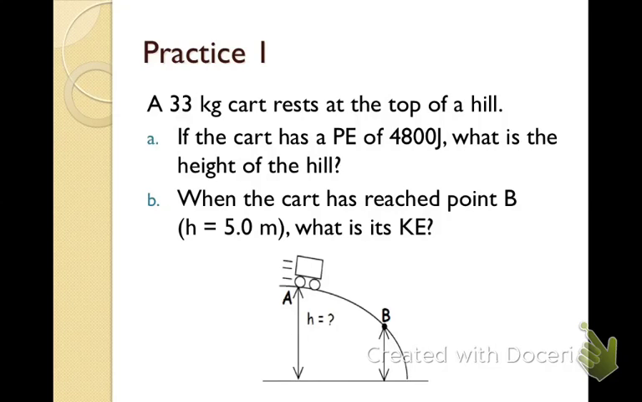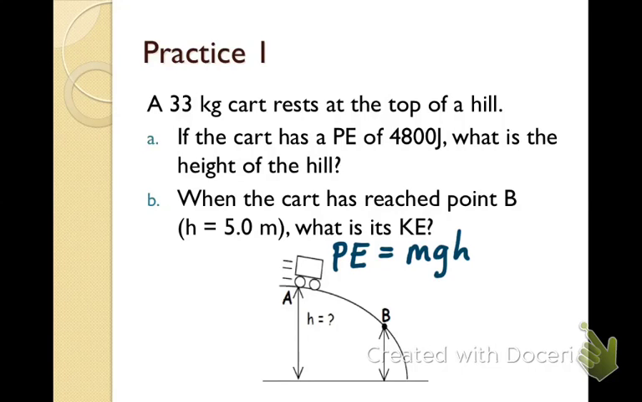to calculate some of these problems. Alright, so this first one says a 33 kilogram cart rests at the top of a hill. If the cart has a potential energy of 4,800 joules, what is the height of the hill? So we want to know height, it's a question mark here, and go ahead and write in the potential energy equation, mgh, where m is mass, g is gravity, and h is height.